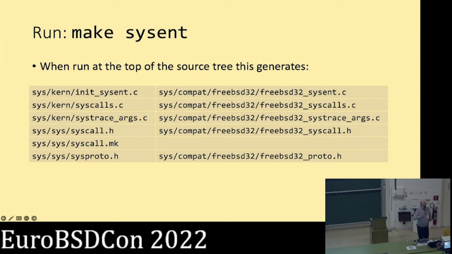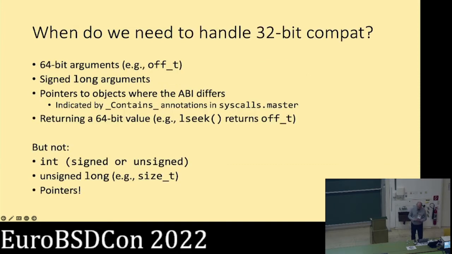Syscall.h is actually where the syscall numbers are declared. Sysproto.h is the internal declarations of things like the sys_ underscore functions, the implementations, as well as the args structures. And then syscall.mk is what causes system call stubs to be generated automatically in libc. And then there's 32-bit versions of the same things. The results, though, may be slightly different due to compatibility things. So let's talk about that.